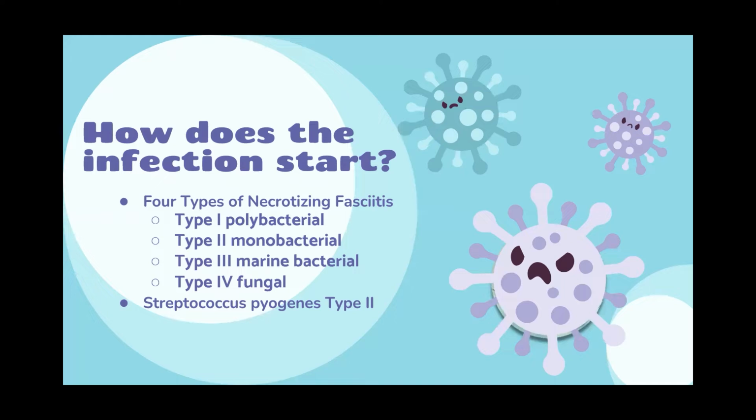To keep it simple for today's lesson, we will be focusing on one of the most common types of necrotizing fasciitis that can happen to anybody, and that is Streptococcus pyogenes type 2. So type 2 monobacterial.